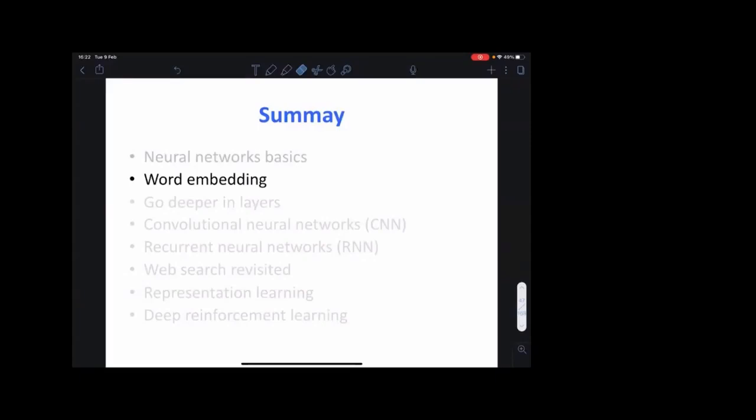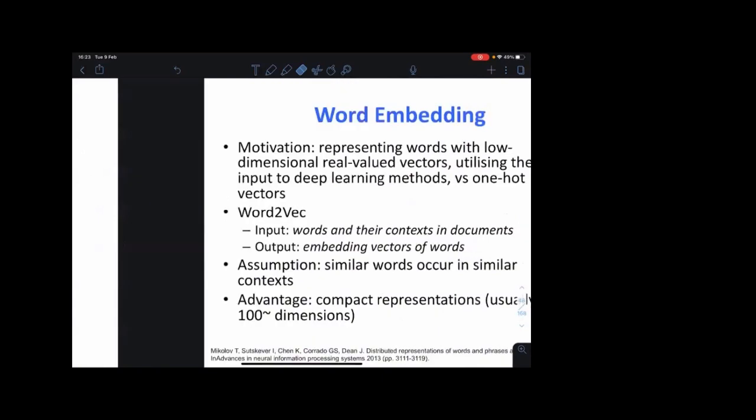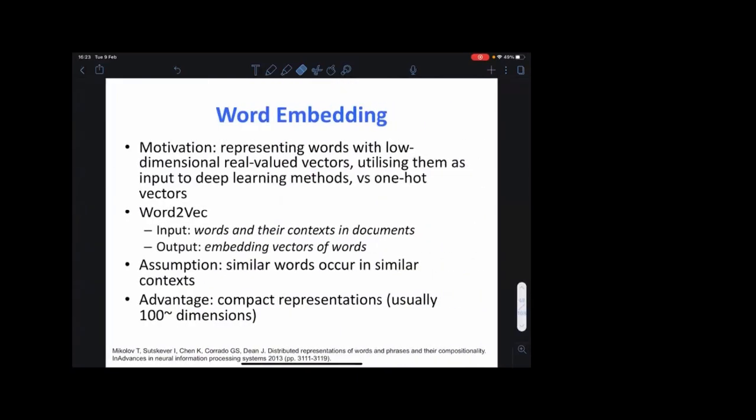The first thing I'm going to talk about is word embedding, which is used in NLP, natural language processing, but is also quite important for categorical data, or data for which you need a certain representation. Then word embedding becomes very useful.